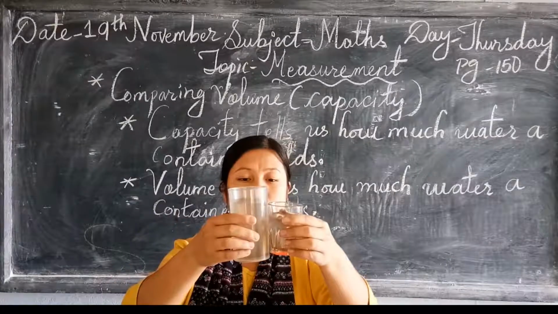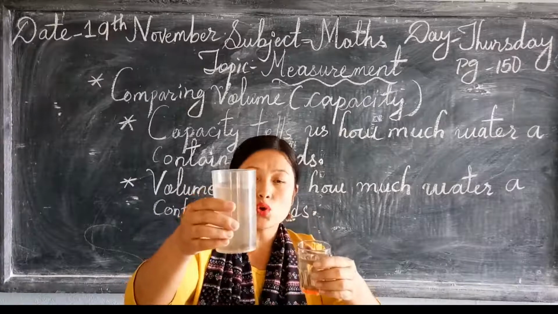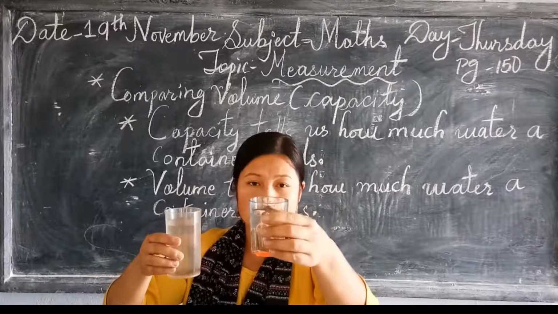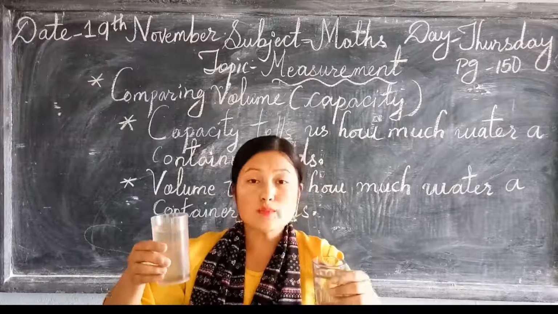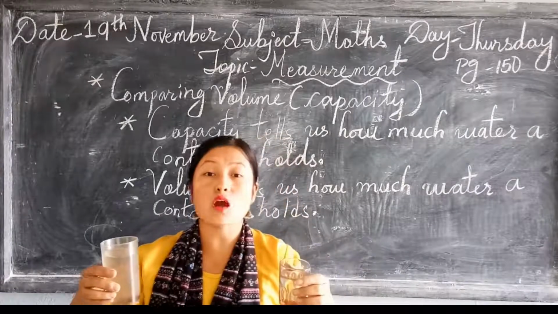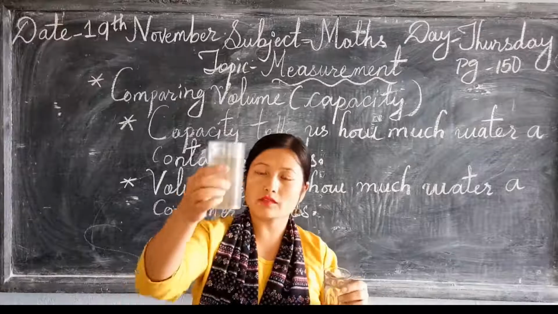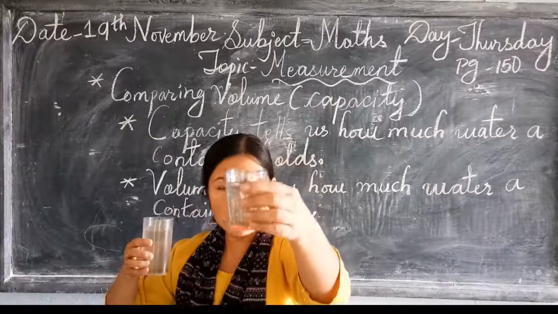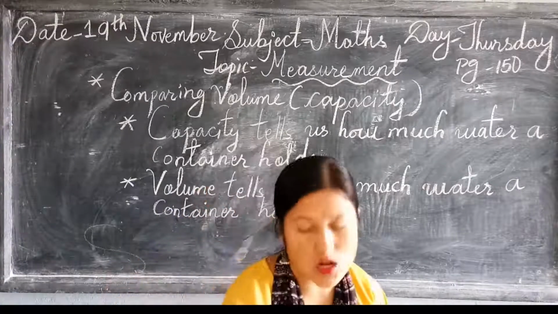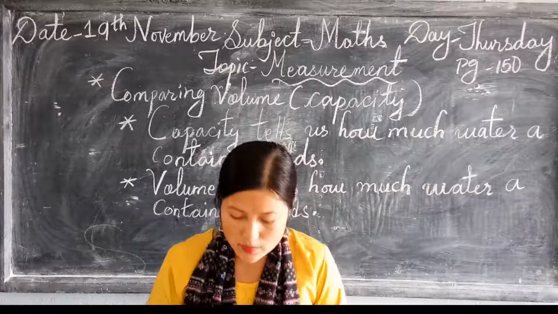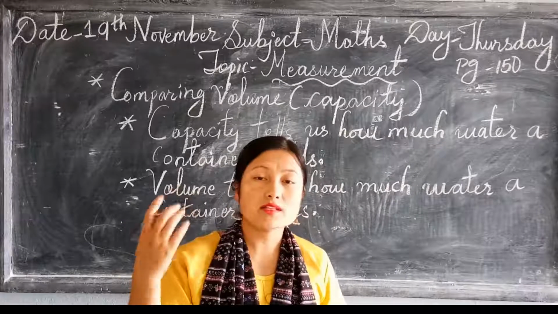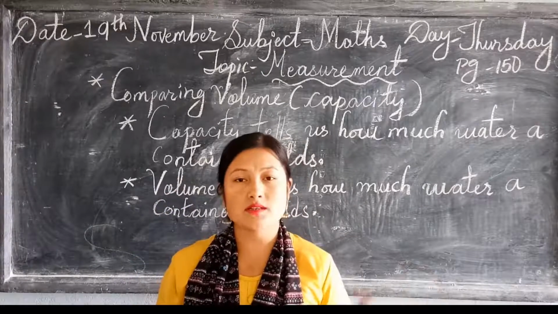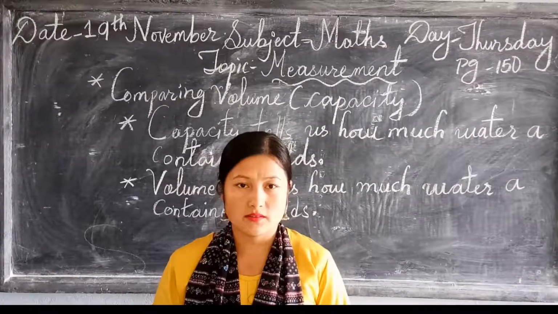Here we can observe that a big container can hold more water, and a small container can hold less water. That's why it is said that volume tells us how much water a container holds. This big glass can contain more water and this small glass can contain less water. A big container holds more, and a small container holds less.